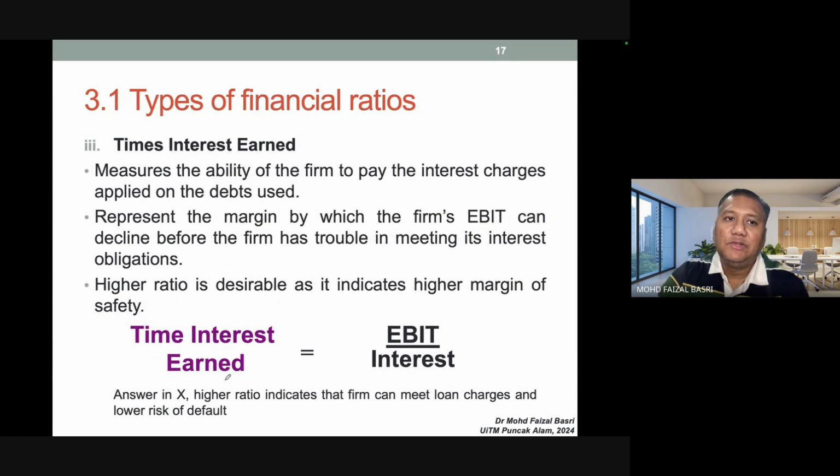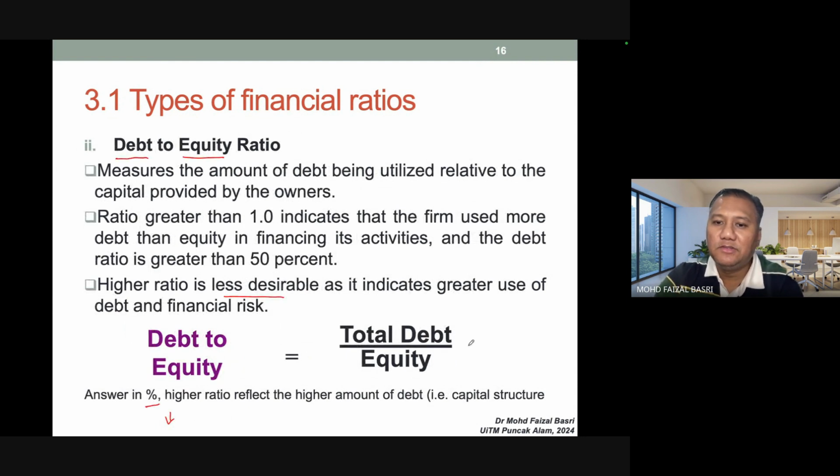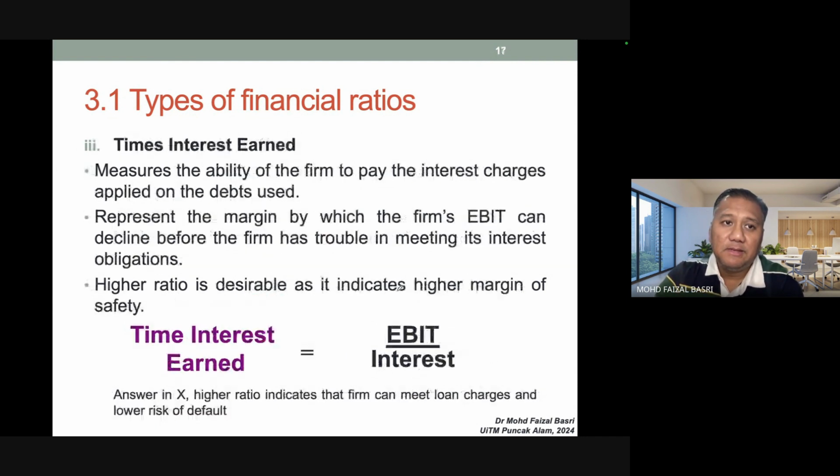And the third ratio is times interest earned. Sorry, sebelum kita move ni, jawapan dia dalam percentage, jangan lupa darab 100. Tapi untuk yang third one, since it is times interest earned, the answer will be in times. Tak payah darab 100. Untuk times interest earned, we want it to be as high as possible, sebab high ratio indicates the firm can meet loan charges and lower risk of default. Maknanya dia ada keupayaan untuk membayar loan charges. So you want it to be as high as possible.